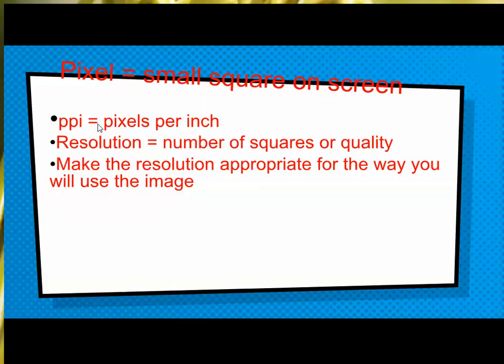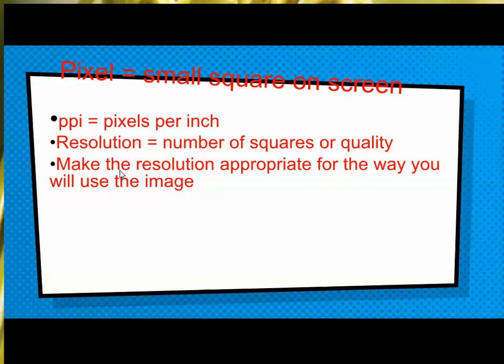Okay, so write this down. A pixel equals a small square on the screen. PPI is the pixels per inch. This is going to become important later because you can really mess up if you don't set this right. The resolution is the number of squares, or the quality.